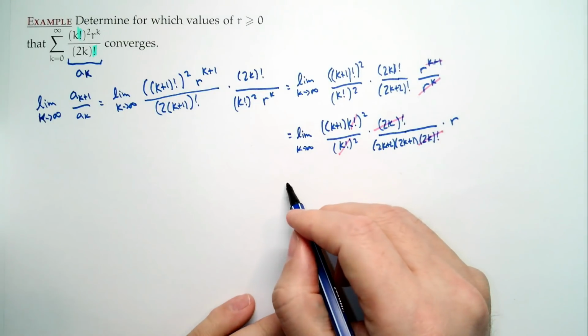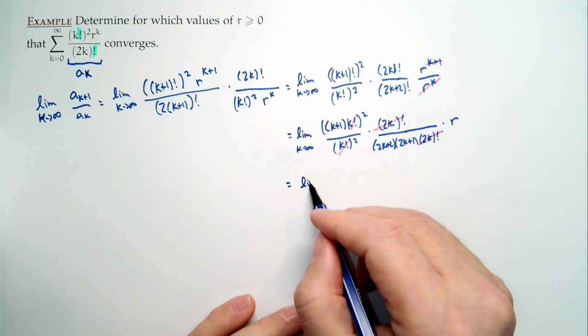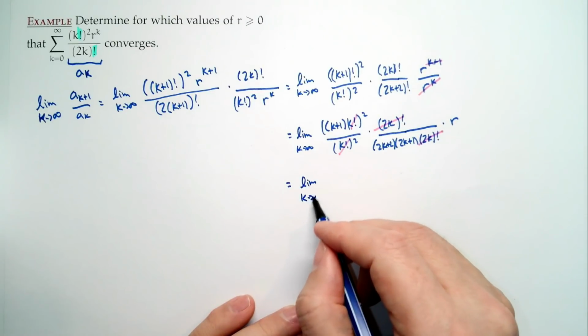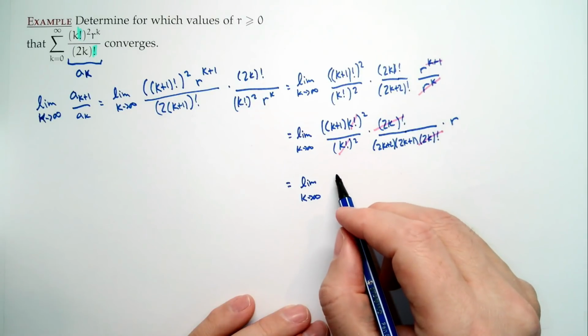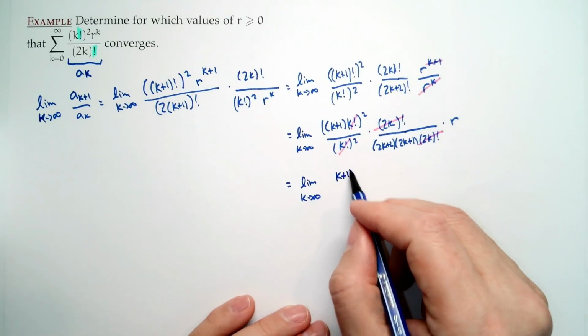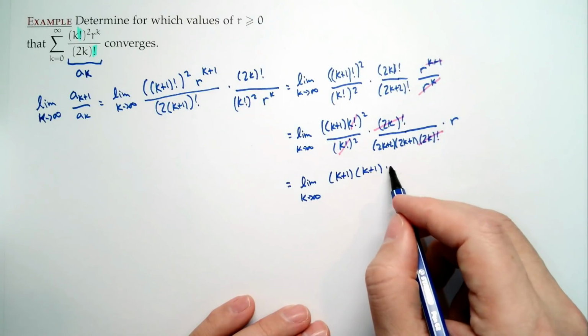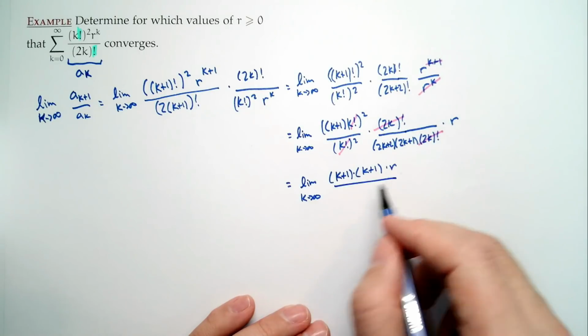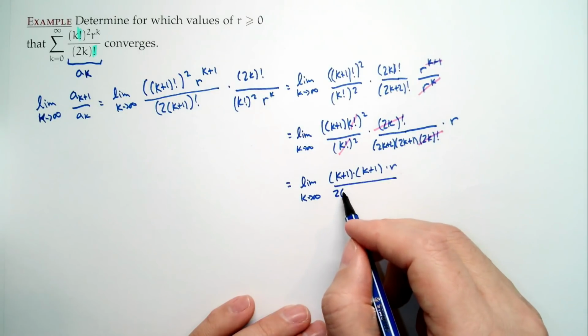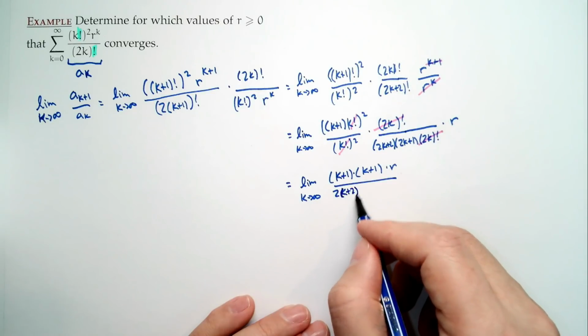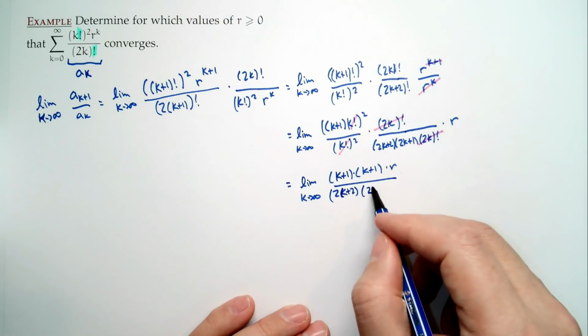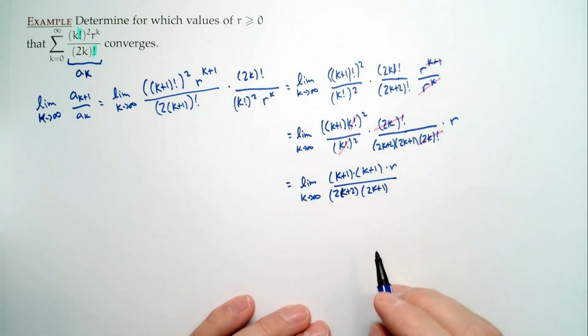So what do we have? Well, we have that this is the limit as k goes to infinity of, well, we have k plus 1 times k plus 1 times r. Downstairs we have 2k plus 2 times 2k plus 1.